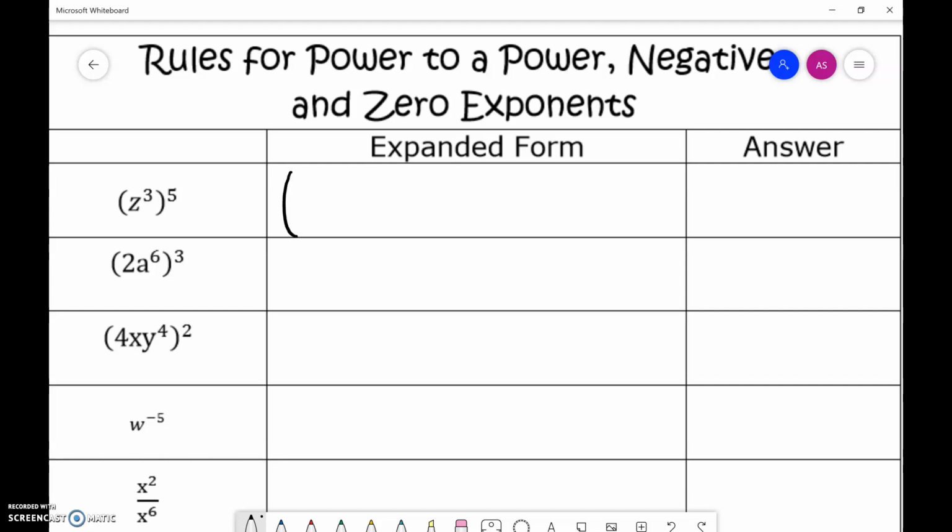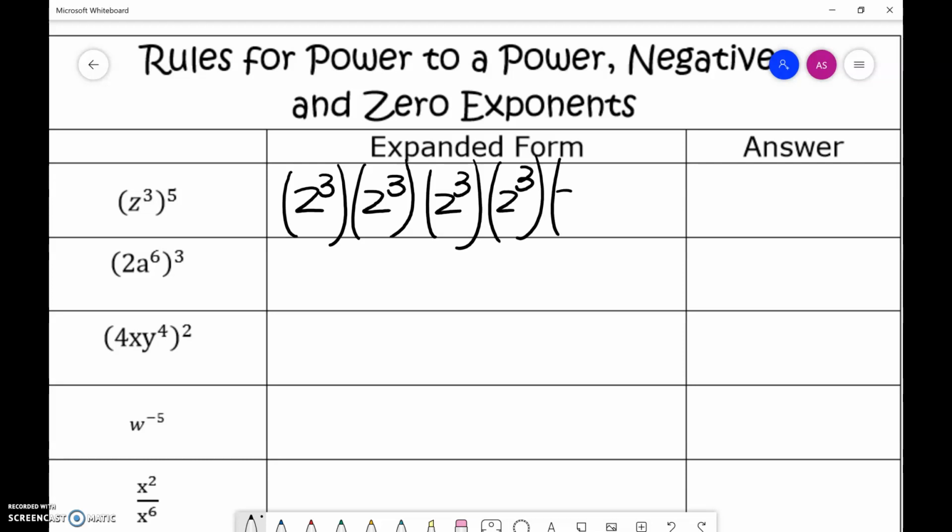So when I expand this out, I'm going to have z to the third times z to the third times z to the third times z to the third times z to the third. Okay, now if you remember our rules from yesterday, we do add those exponents. So we're going to have 3 plus 3 plus 3 plus 3 plus 3. And my final answer will be z to the 15th power.